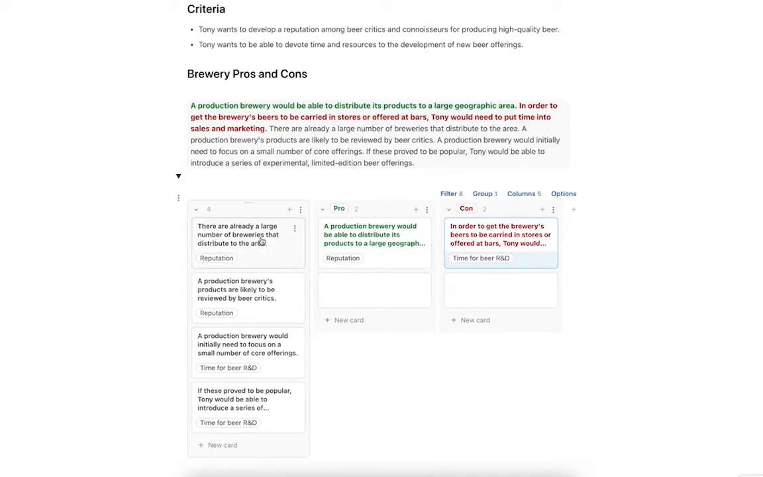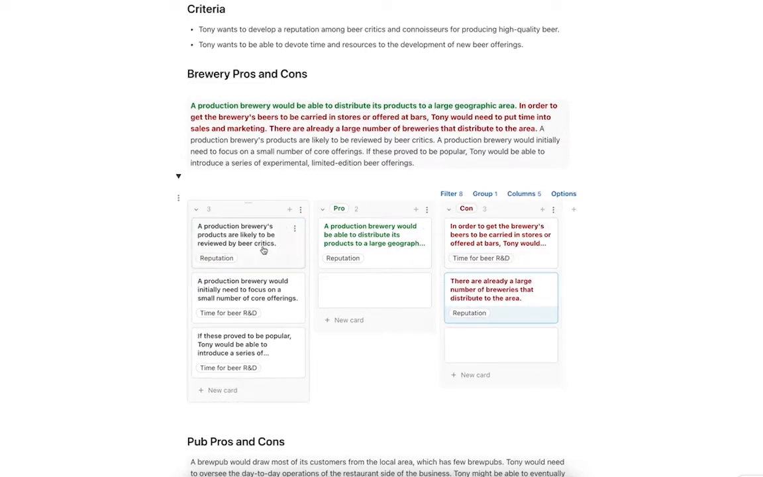There are already a large number of breweries that distribute to the area. So this one's interesting because we know it's a con. It can't be a good thing if there are a number of breweries. At least that can't be an argument in favor of building a brewery. But which one of these does it speak to? I'm not sure. I said that it speaks to criteria number 1, reputation. And I said that because I would perhaps argue that if there are a lot of breweries, then it's going to be harder for Tony to develop a reputation among critics and connoisseurs. They have more options. So I'll call this a con.